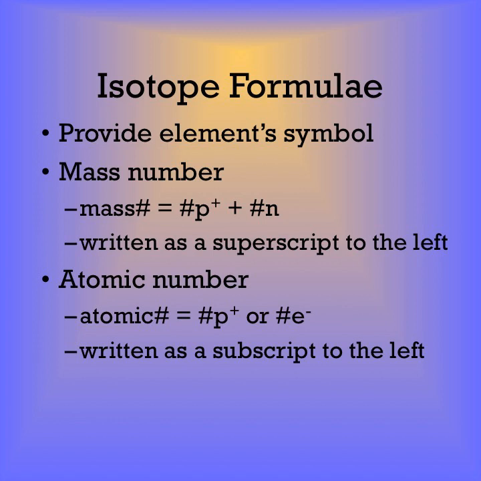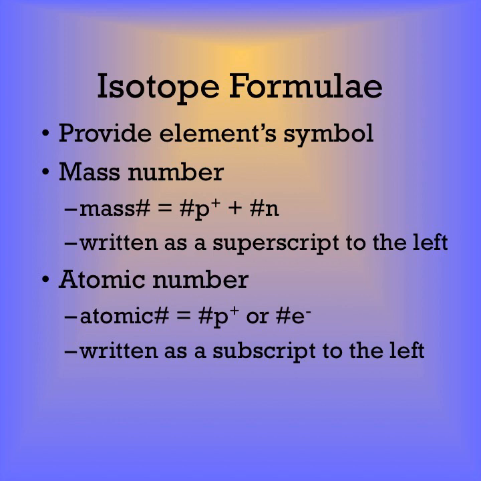So when I give a formula for carbon-12, I will give its mass number and I will give its atomic number in a proper arrangement, as you'll see in just a moment. Again, mass number is the sum of protons and neutrons, and it will be written as a superscript to the left. So it will be to the upper left of the symbol of the element.